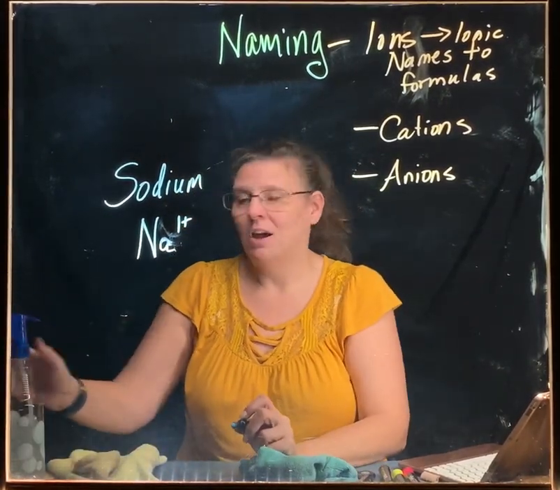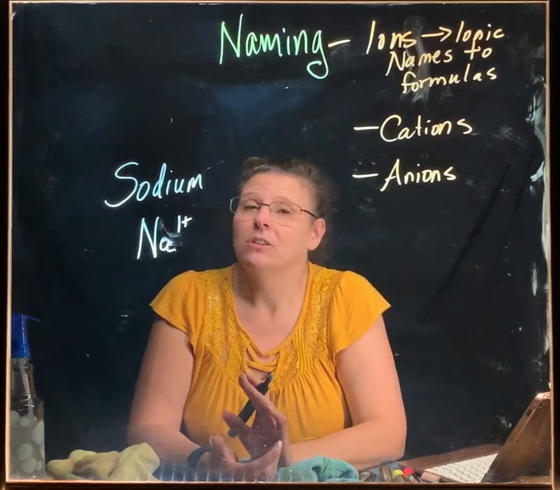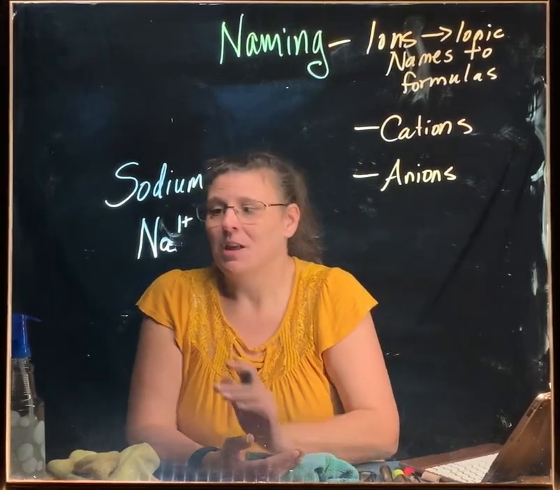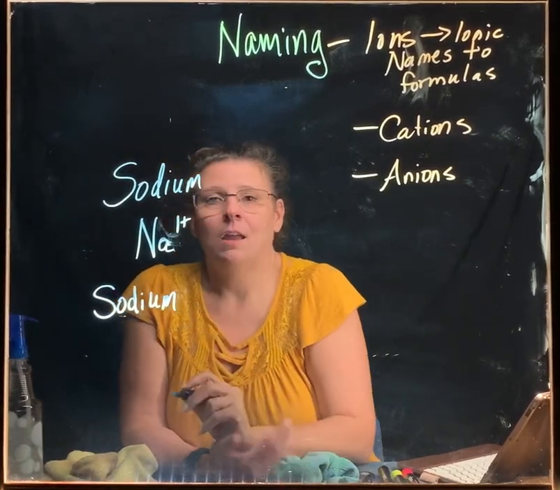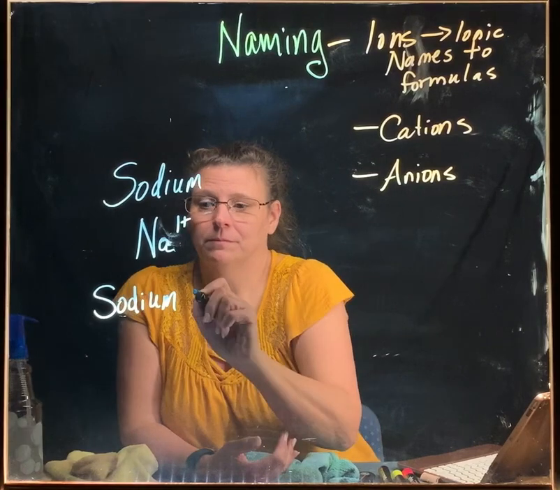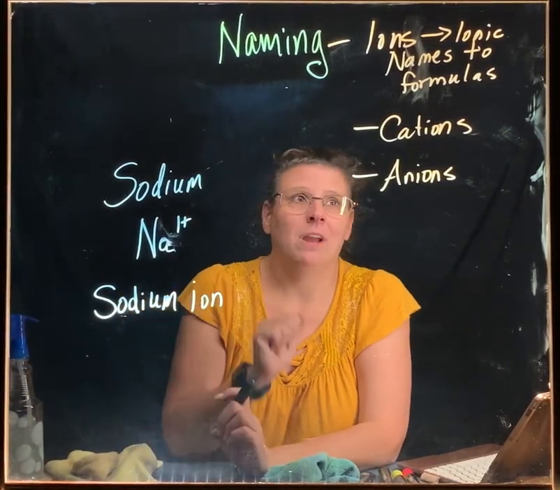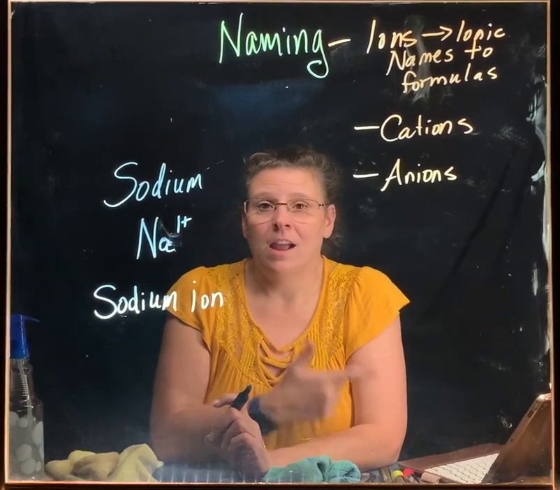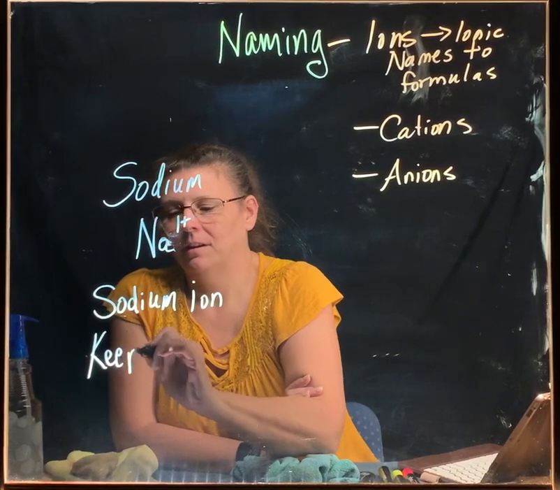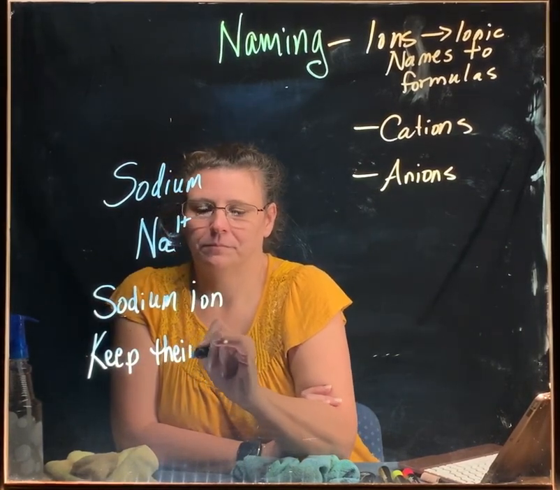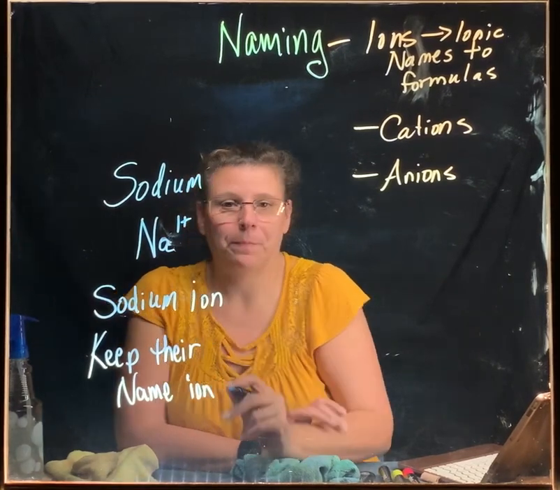So how would we name an ion for sodium? Well, this is a cation because it's positive. Cations are going to keep their name. So we're just going to do sodium, and we're going to call it an ion. That's it, sodium ion. Cations keep their name, and you add ion to the end of it.